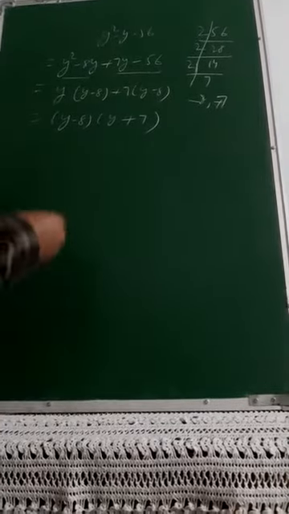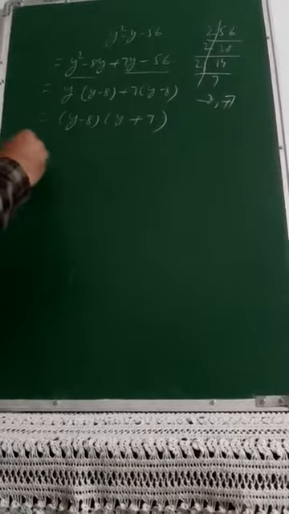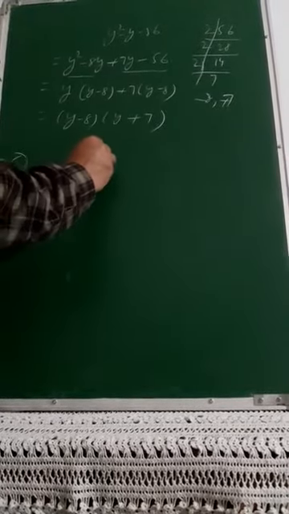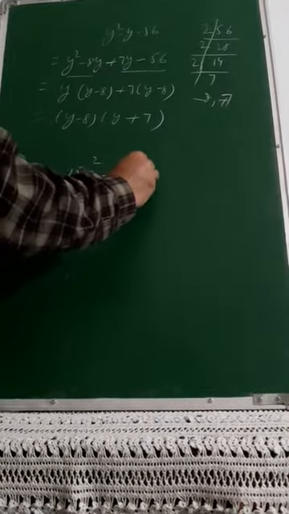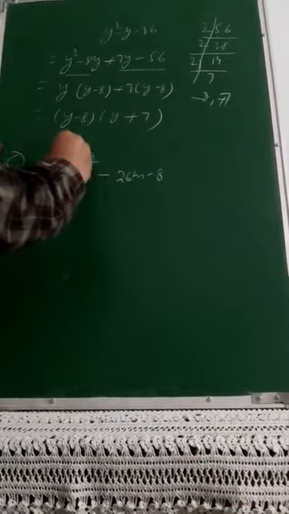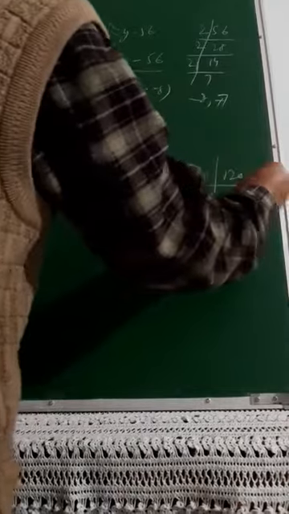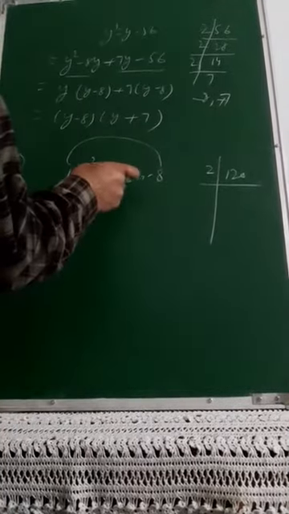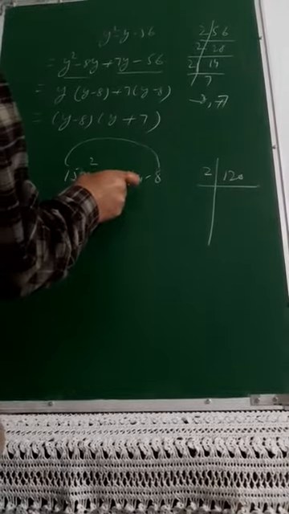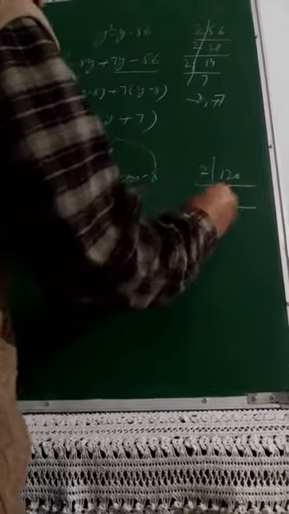Then it is your fifth question. Fifth was 15m square minus 26m minus 8. Now you see the product of this. 15 into 8 is 120. So if I will go for the factors of 120, I have to select a pair of numbers such that their sum will be equal to 26 and in minus 26, and product will be equal to 120. So let us keep a watch here.